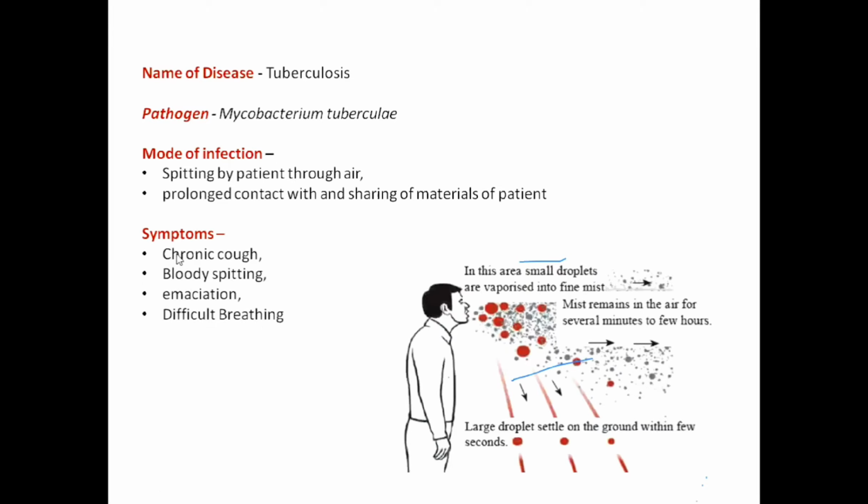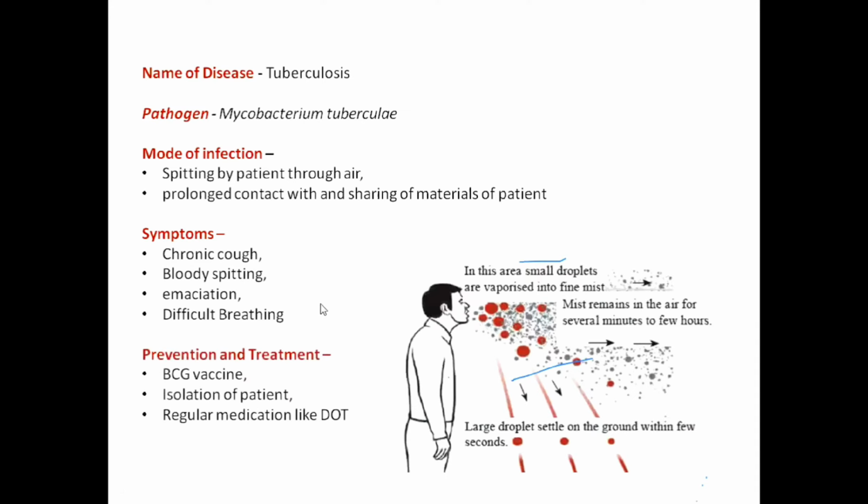Now there are certain symptoms. A chronic cough will be there in that disease. Bloody spitting, that is, there will be blood while spitting. Emaciation, that is, in simple words we can call this weakness. मराठीमध्ये आपण याला अशक्तपणा असं म्हणतो. Difficulty in breathing is also a symptom of tuberculosis.